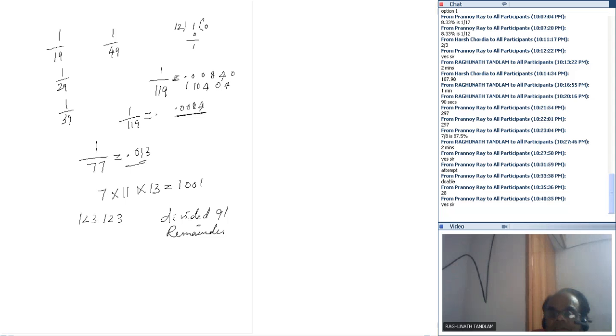Vignesh? Ravi Kumar? I can write this as 123 into 1001. Obviously 123 into 11 into 7 into 13 is divisible by 91. So the speed math is not only for DI, not only for speed of calculation, it comes everywhere. When I prepare speed math, how do we use it elsewhere?